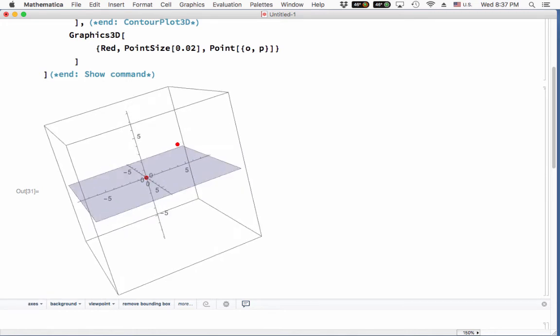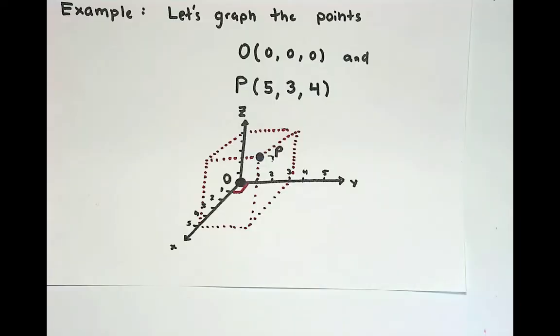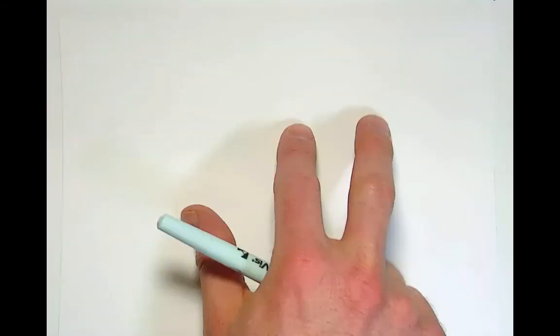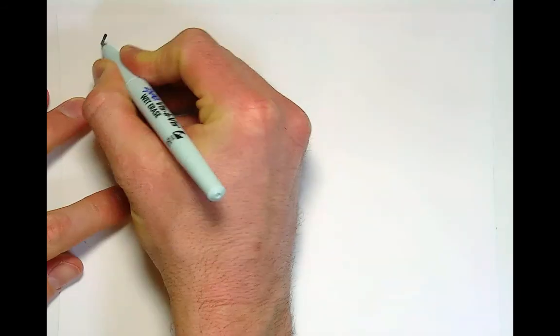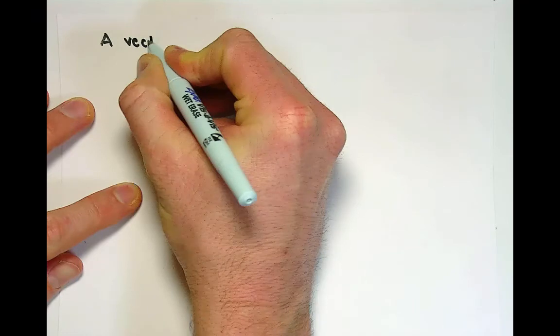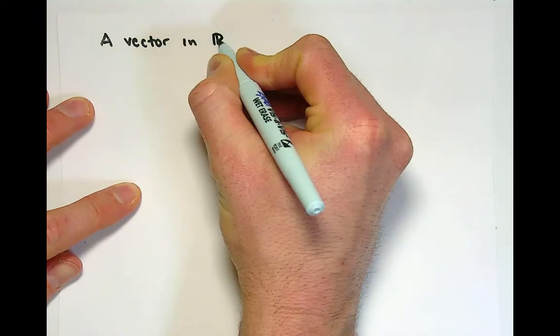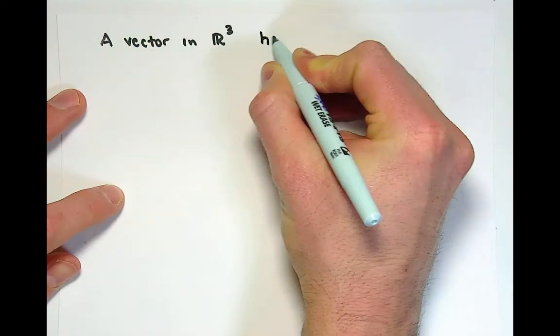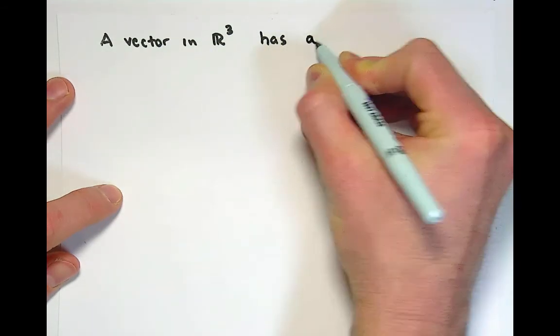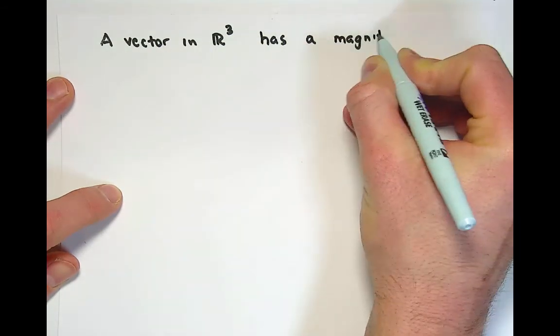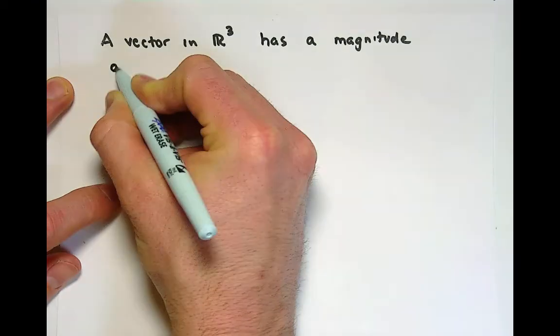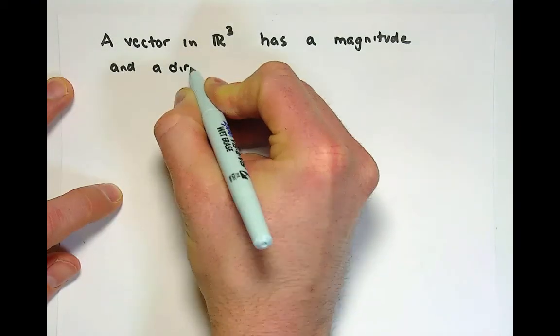All right, let's go back to our hand analysis to do an introduction to vectors and vector operations, and we'll come back to Mathematica at the end of this video. Now that we've taken a look at how to graph this, let's introduce vectors in R3. A vector in R3 has both a magnitude and a direction.